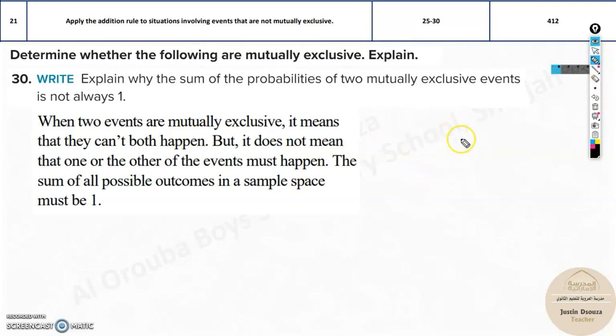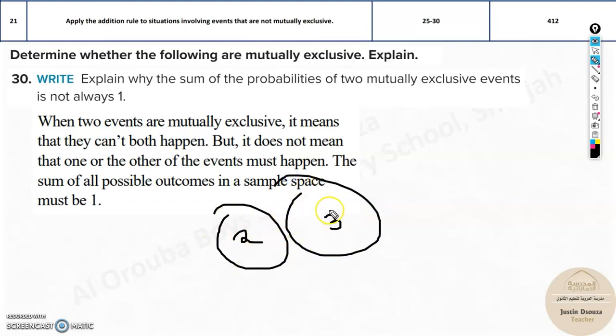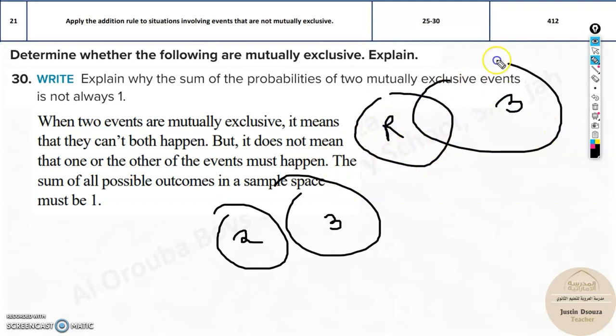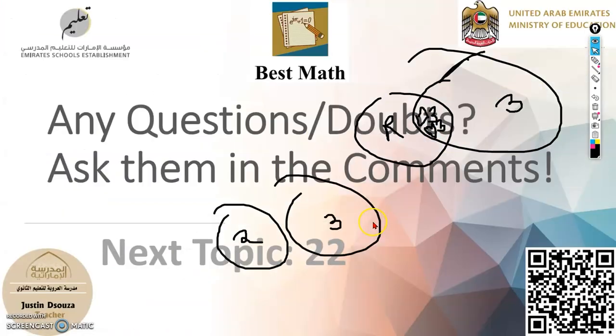Just now I told you what mutually exclusive is. The same thing, you can write that. Now imagine picking a 2 and a 3. These are mutually exclusive because both can't happen together. Whereas if you're picking a red card and a 3, yes, this can overlap, right? Both can happen. The 3 of hearts and the 3 of diamonds are common, so it cannot be mutually exclusive. This is the difference. So that's the end of this topic.